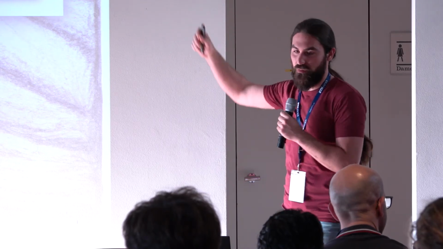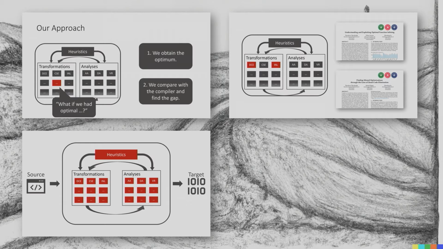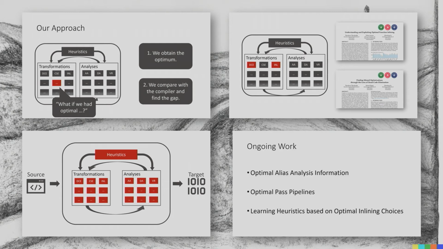With these two pieces of work, we only looked at two components and a few interactions between them. But there are a lot of other things to study. There are several analyses, heuristics, and transformations that are still very poorly understood, and also the interactions between them. And currently in our lab, we have a lot of ongoing work in this direction.